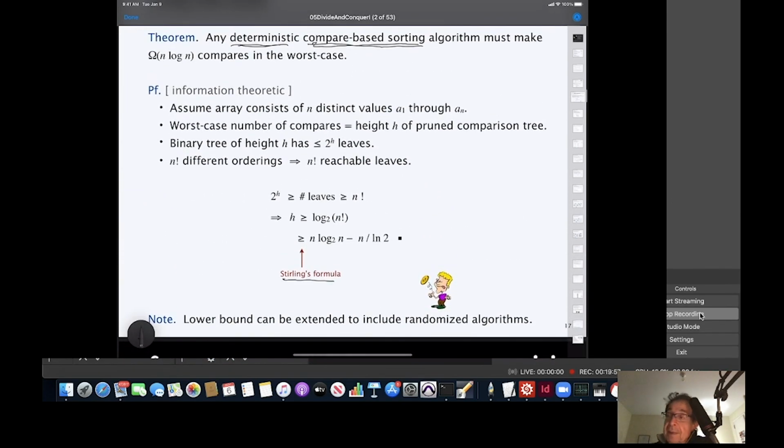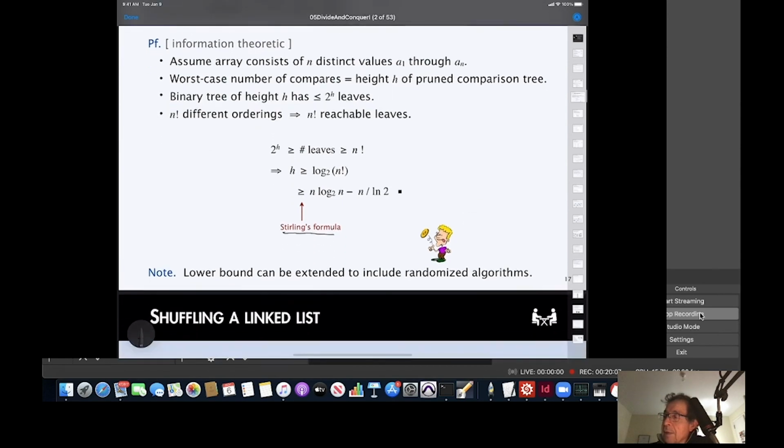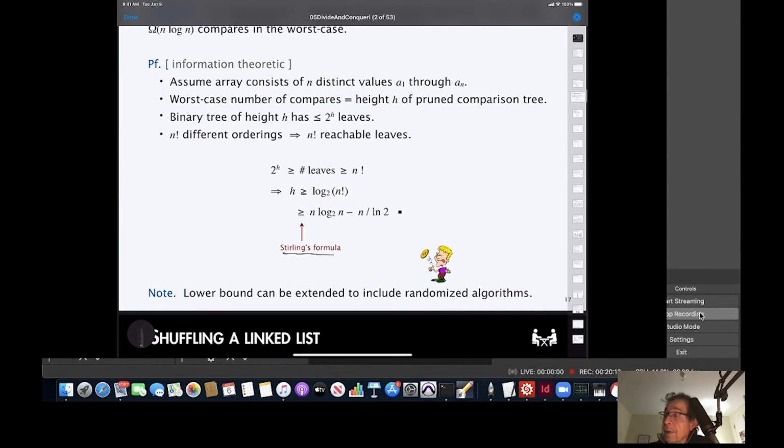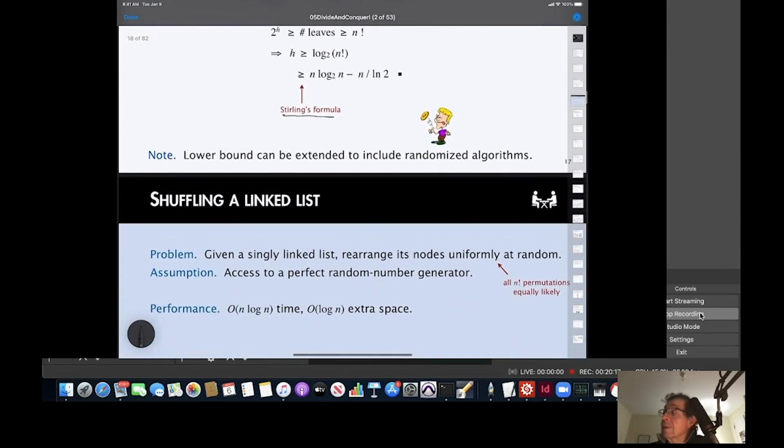Stirling's formula is an estimation of the factorial based on the exponential function, and it is like a shortcut. It is considerably less complex than the factorial function, and it grows more or less the same.